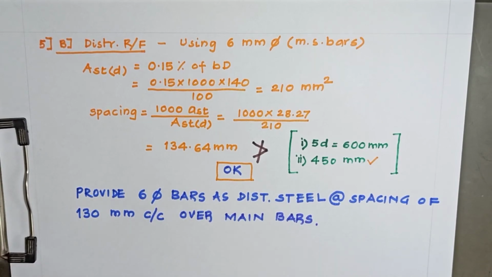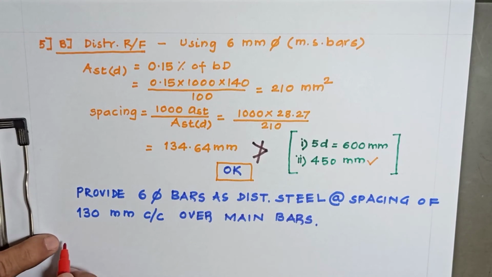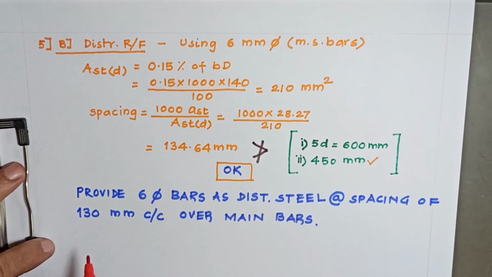So in this manner, we have calculated the main reinforcement and the distribution reinforcement also. So as far as the problem of 6 marks is concerned, this much is okay. Only additional thing you have to do is draw the cross section. Okay. Before that, we will go for summary.